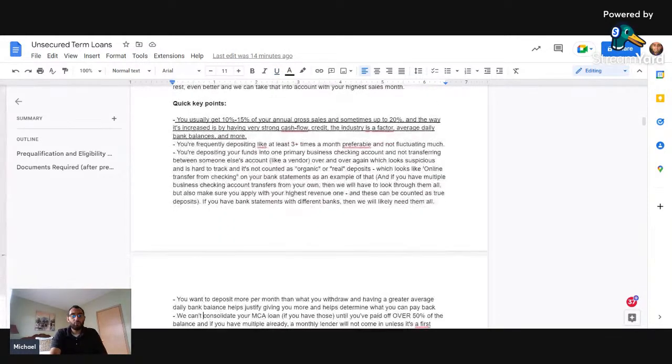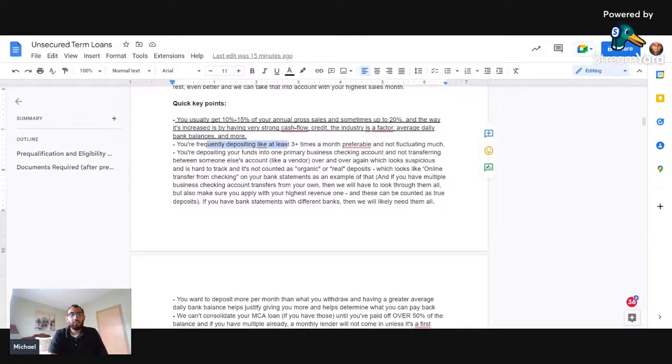So here are some quick key points. You usually get 10 to 15% of your annual gross sales, and sometimes up to 20%. And the way it's increased is by having very strong cash flow, credit, the industry is a factor, average daily bank balances, and more. And it's not the only way. You should have a relationship where if it's not strong now, but you get approved for one, come back and receive more over time. That's how it works.